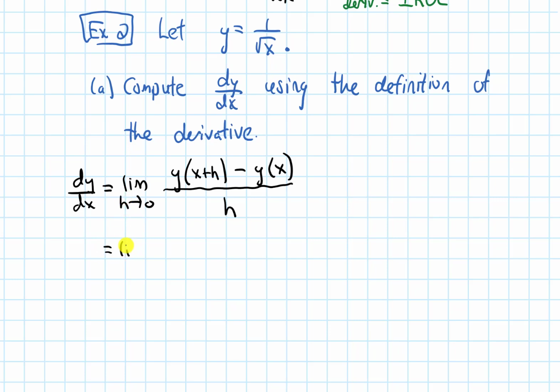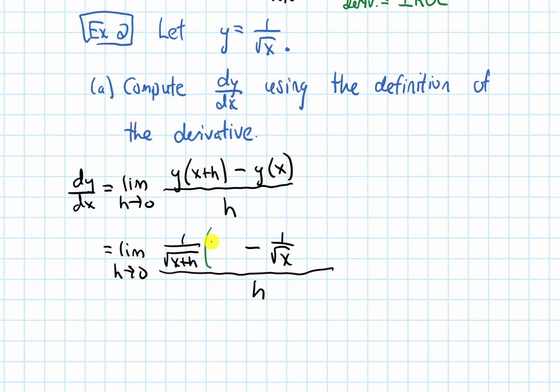We have the limit as h approaches 0. So if I plug x plus h into my function, we get 1 over root x plus h. And then minus, if I just write y of x, 1 over square root of x. I'm leaving myself some room here deliberately. And then this all over h. Because on the top, I notice I have a fraction minus a fraction with different denominators. So to combine them, I'm going to need to get a common denominator.